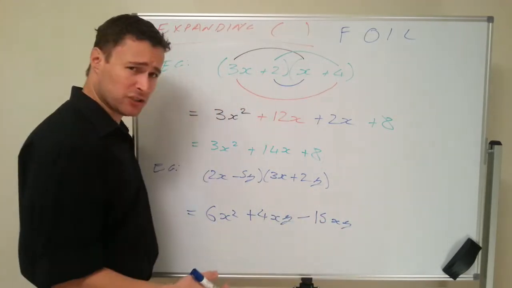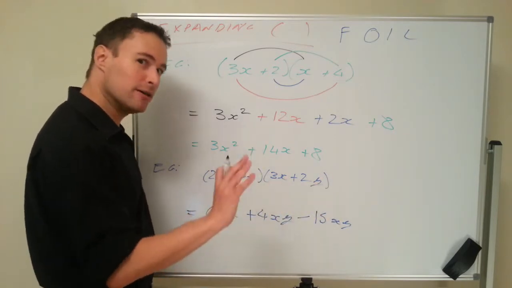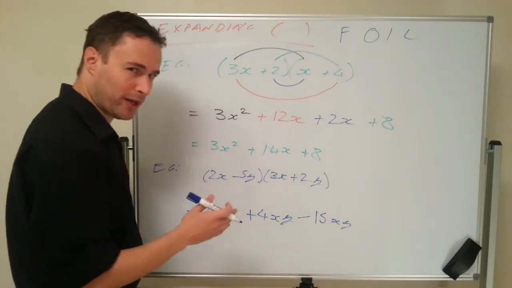The order of the letters doesn't really matter. If you wrote yx, it's the same thing as xy. Why? Because multiplication is commutative. Go look that up if you're not sure what I mean by that.